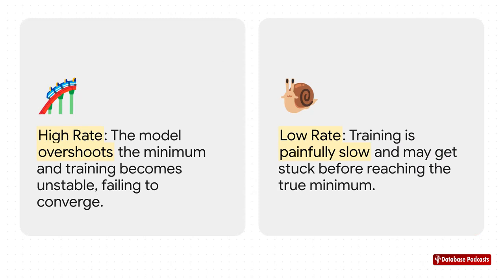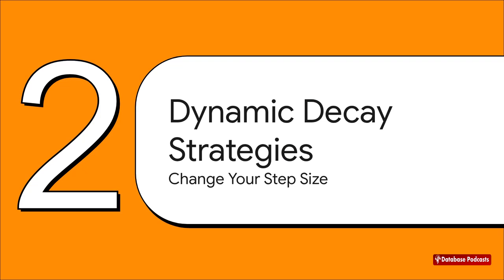And this really gets to the heart of the trade-off. If you have a high learning rate, like we see on the left, your model just completely overshoots the best solution. It ends up bouncing back and forth like crazy, and the training becomes totally unstable. But on the other hand, if you go with a really low learning rate, oh man, the training is just painfully slow. And what's worse, it can get stuck in a little divot, a local minimum, and never find the true best solution. So, the big takeaway here is that the perfect step size actually changes as you train.